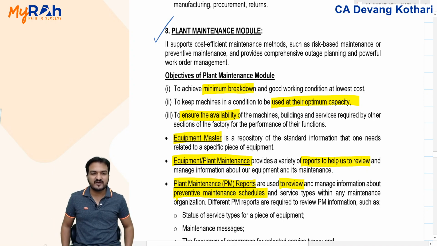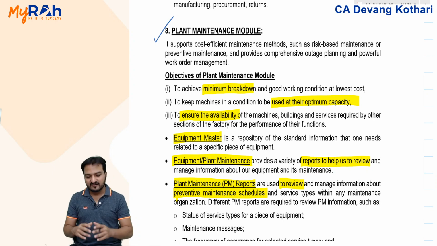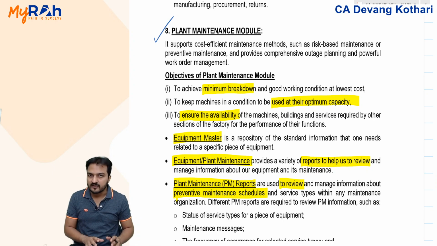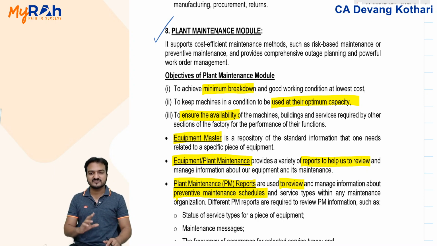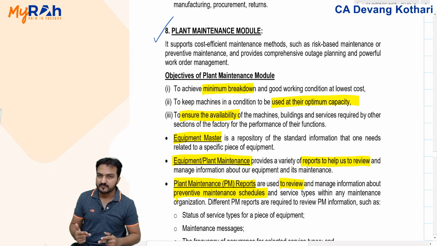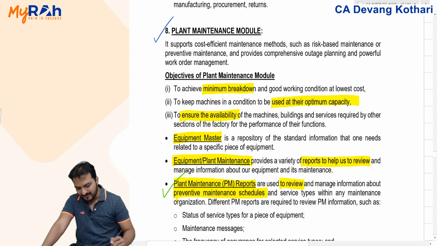And it will give you plant maintenance reports to review the preventive maintenance schedule. Preventive maintenance is basically regular maintenance, regular servicing of the machine, so that breakdown of the machine is prevented. Preventive maintenance means you do the regular servicing of plant machinery such that breakdown will be prevented. All that is also handled by the plant maintenance module.